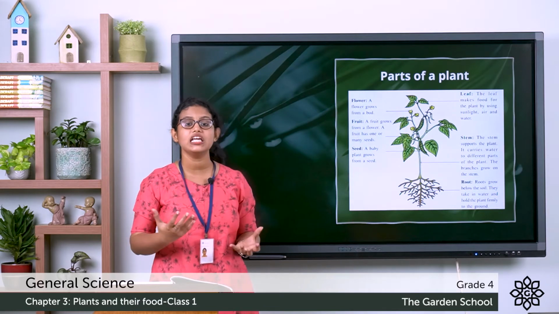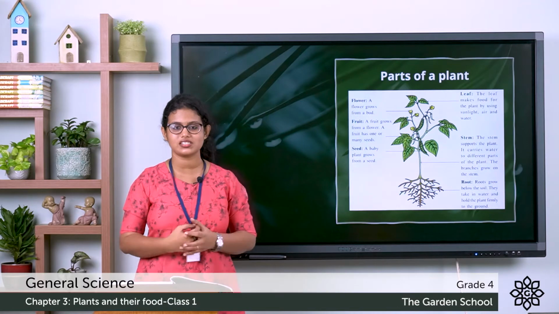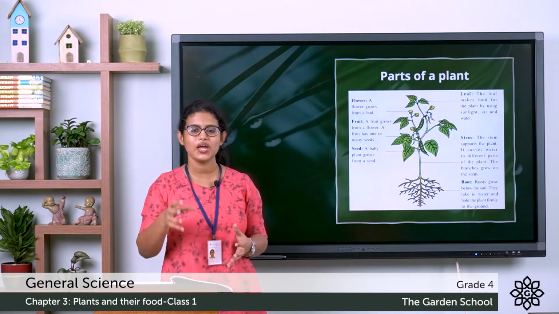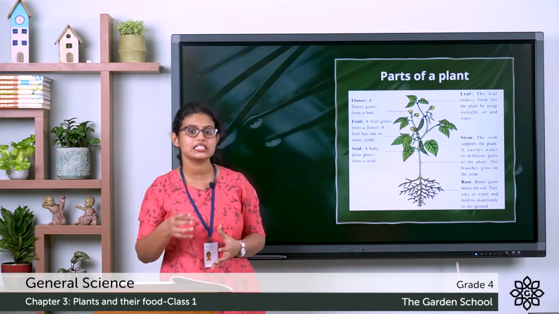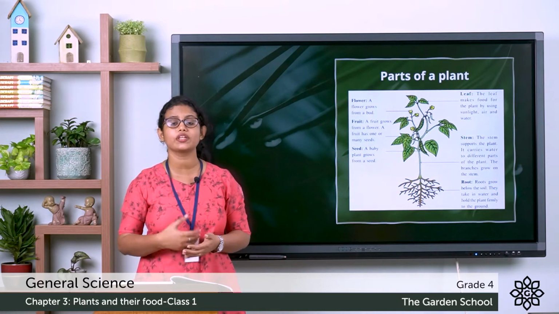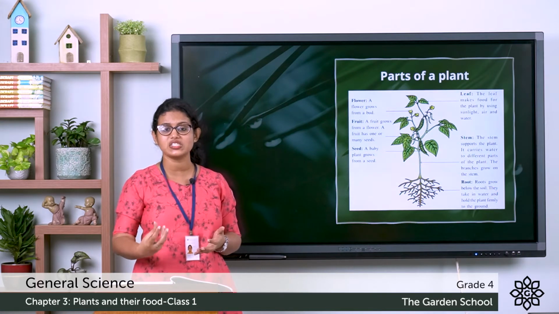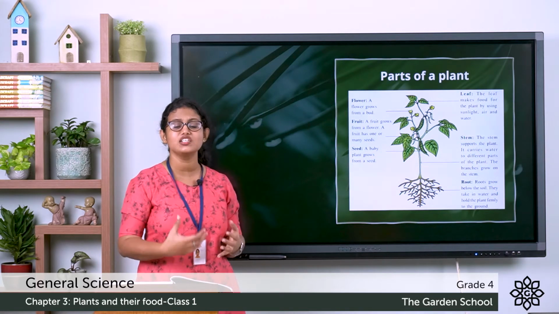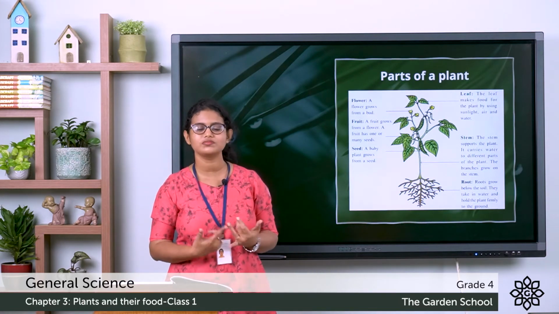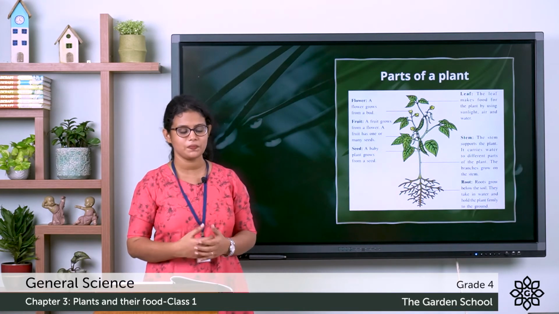Then the other part is the leaves. Then fruits. The tastiest part of a plant is the fruit. Inside the fruit, what can we see? Seeds, right? Seeds hide inside the fruit. There are fruits with one seed, and there are fruits with many seeds. And these seeds give rise to a new plant. So these are the different parts of a plant. Root, stem, leaves, flowers and fruits.